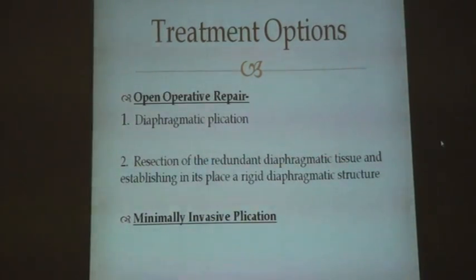The treatment options are either open operative repair or minimally invasive repair. Open operative repair is a diaphragmatic plication: resection of the redundant diaphragmatic tissue and establishing in its place a rigid diaphragmatic structure using Gore-Tex mesh is another option. Or it may be a minimally invasive plication of the diaphragm.